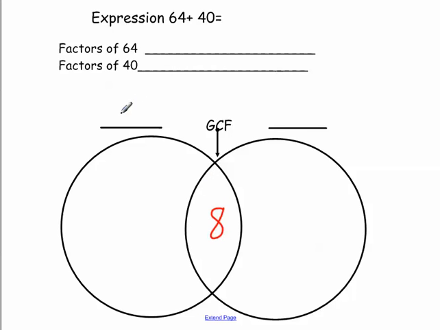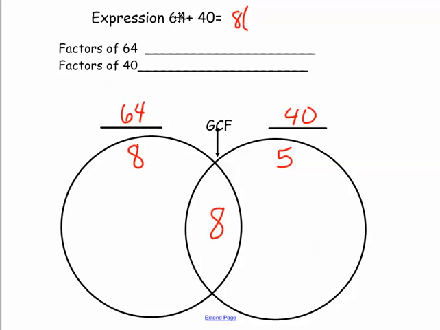Okay, so my numbers here are 64 and 40. So 8 times what gave me 64? That would be 8. And 8 times what gave me 40? That is 5. So let's factor out my greatest common factor.